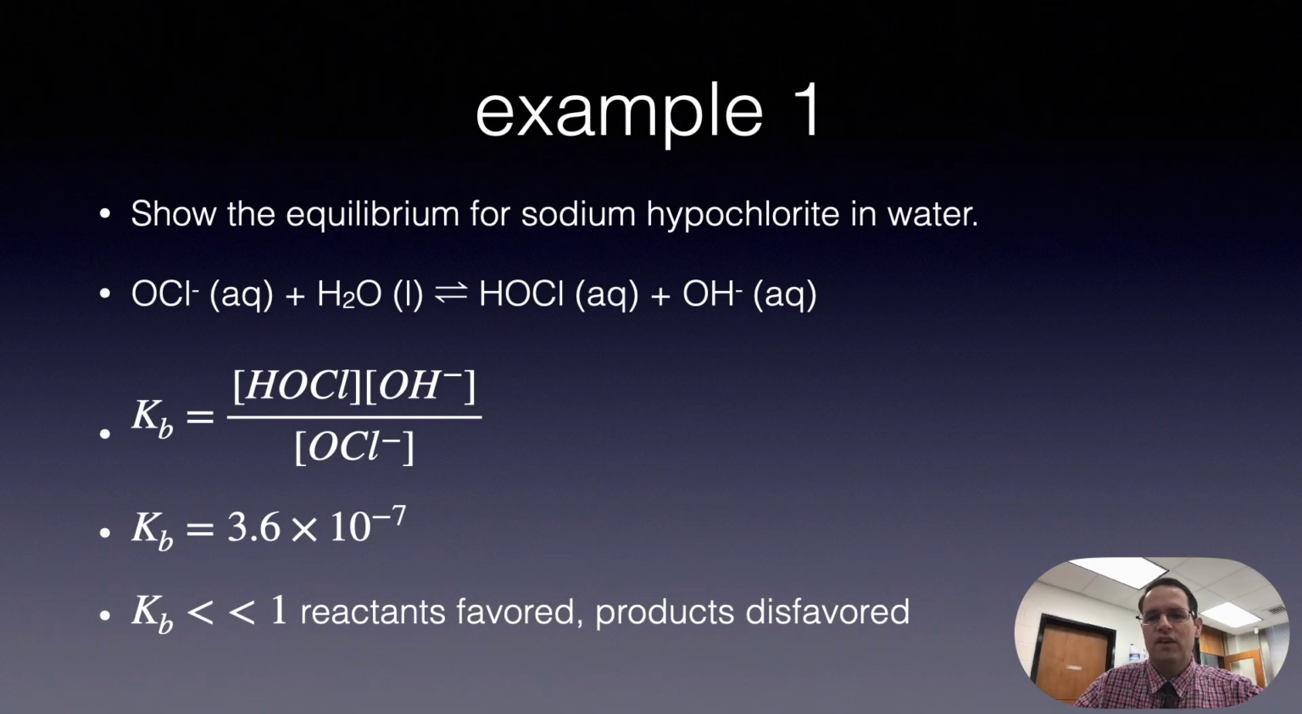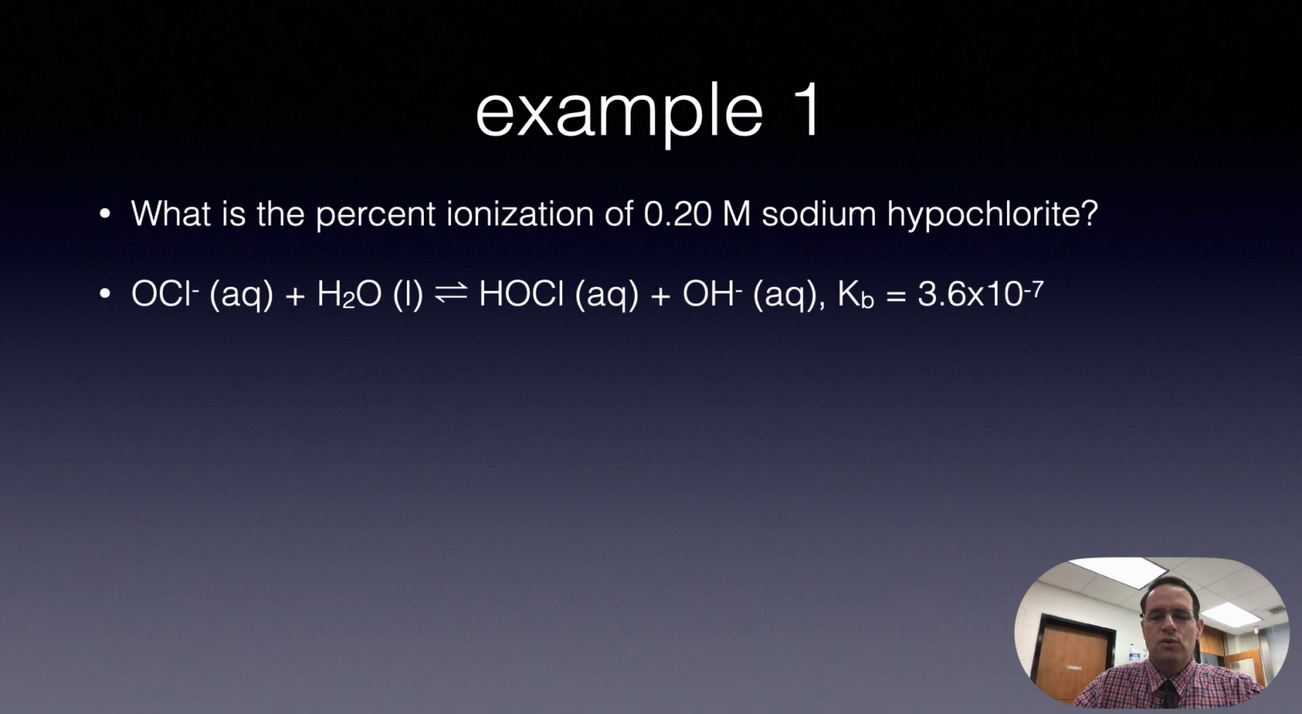Now remember that if Kb is much less than 1, it means that reactants are strongly favored and products are disfavored, okay? So our question here is, what is the percent ionization of 0.20 molar sodium hypochlorite? So of course we leave off the sodium because it's a spectator ion, and hypochlorite is OCl-. Okay, so the first step is to write out the hydrolysis reaction or the equilibrium that's described, and refer to your table of weak bases and get the Kb value for that.